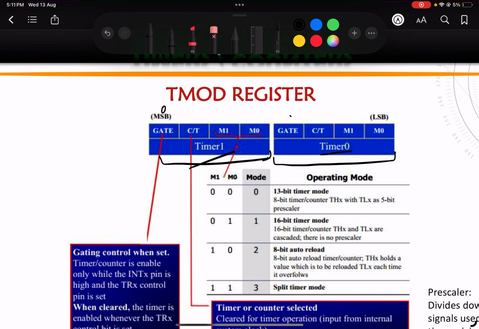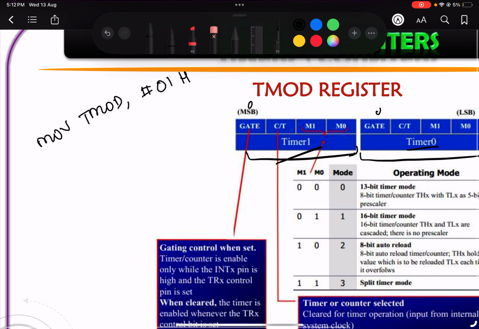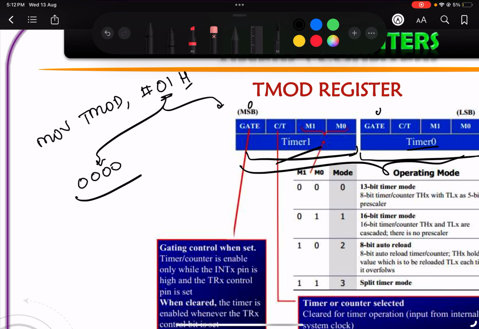Now, how do you define the TMOD value? In your code, you're going to write MOV TMOD, #01H. When you write a hexadecimal value like this, you might think, oh, this is 8 bits, I'm only writing 2. But you're writing in hexadecimal, so when you convert it into binary, it is 0000, 4 bits here, and 0001, 4 bits here. That's how it works in hexadecimal.